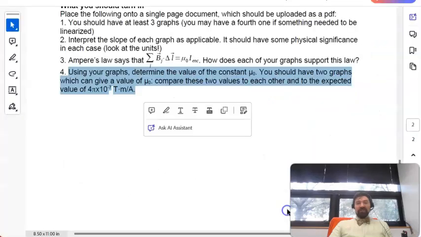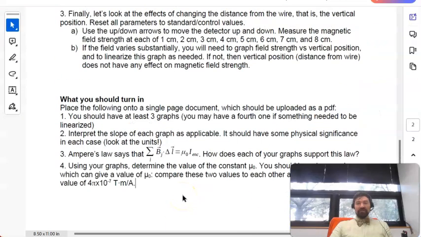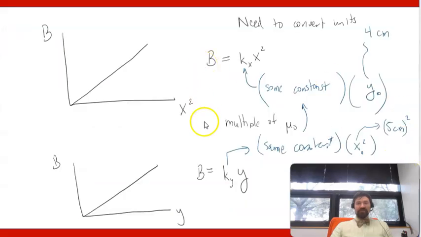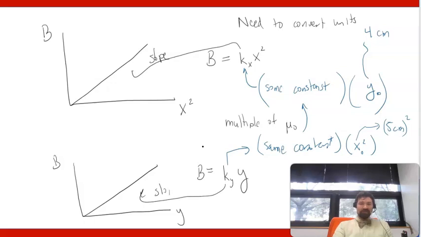And that's it for the lab. That's all you're doing. How do you get mu naught? Well, how did you get these k's? Well, this is a slope, and this k is the slope of this, after, of course, some appropriate unit changes. So that's it. It is really a fairly straightforward lab if you do all these things.